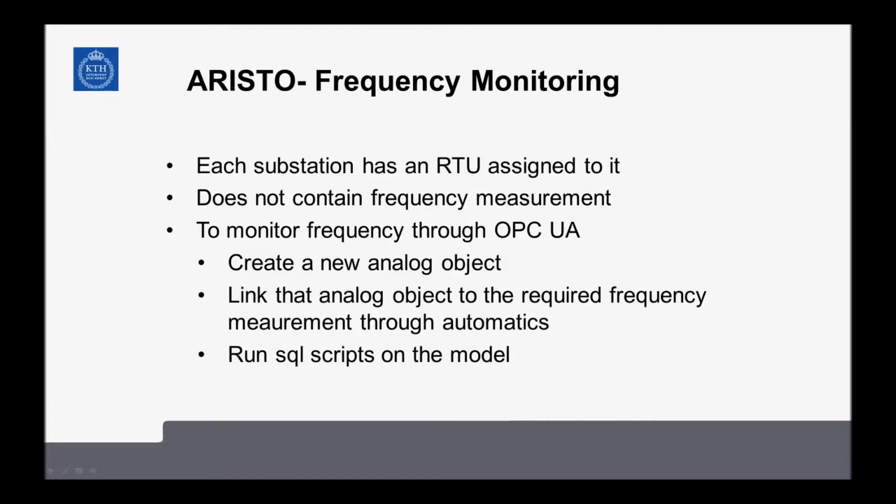So if you want to monitor the frequency of any point in the model, what you have to do is create a new object. You have to then link that object with the frequency measurement through automatics, and then you have to run the SQL scripts on the model to make that new object available in the OPC server. So let's get started.